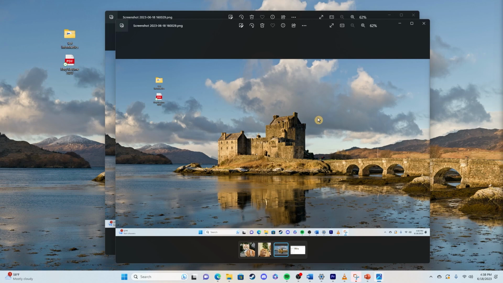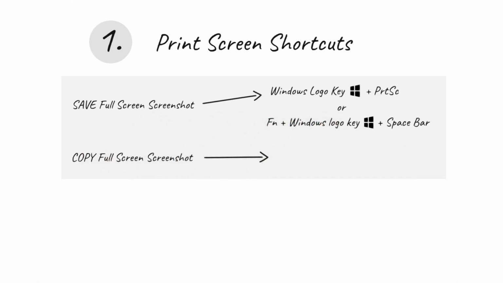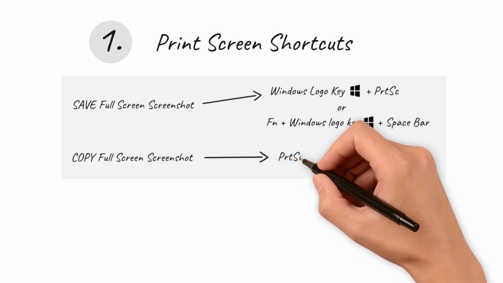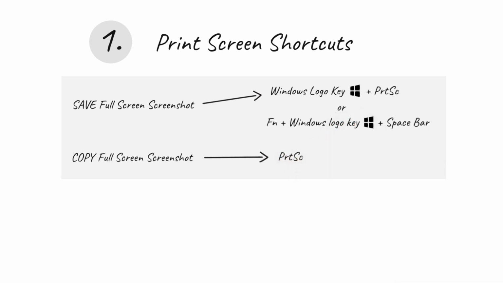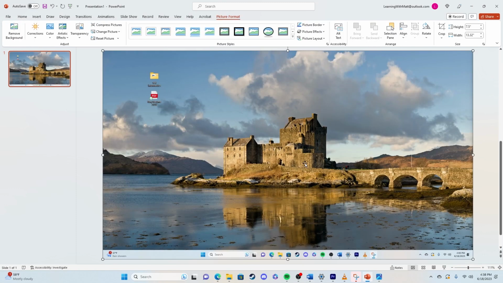If you don't want to save a picture of your full screen and simply want to copy to your clipboard, just hit the Print Screen button, and you should be able to go paste your image into a PowerPoint, Word document, or anywhere else you'd like.